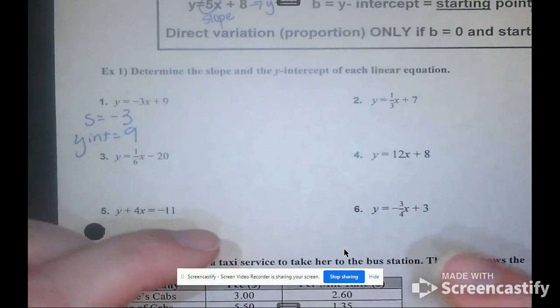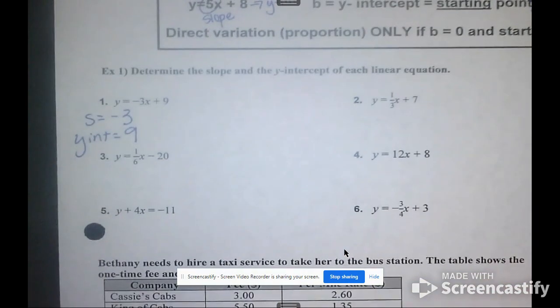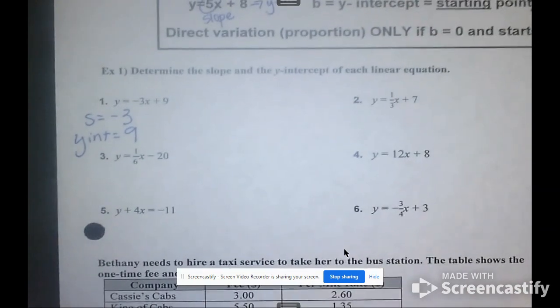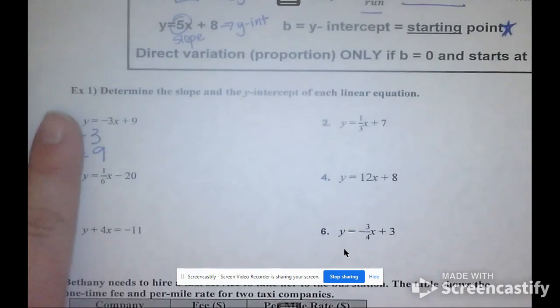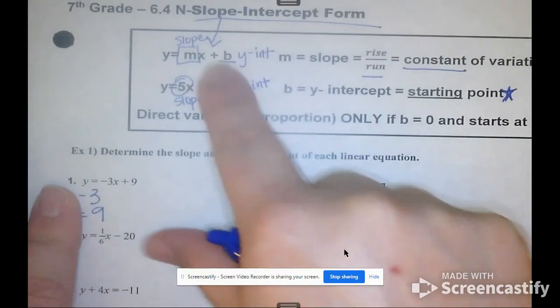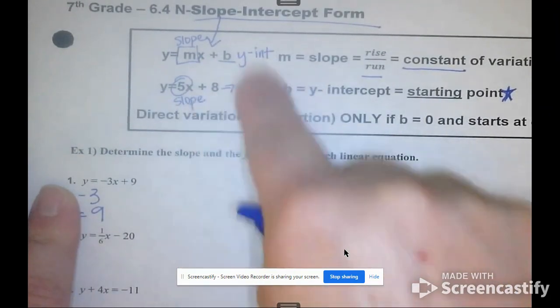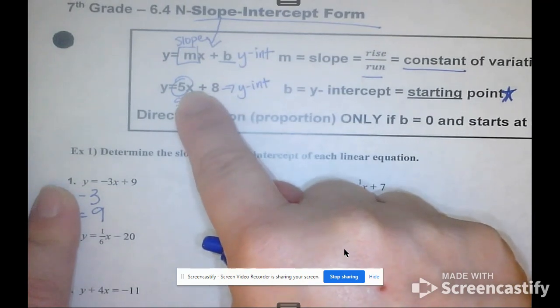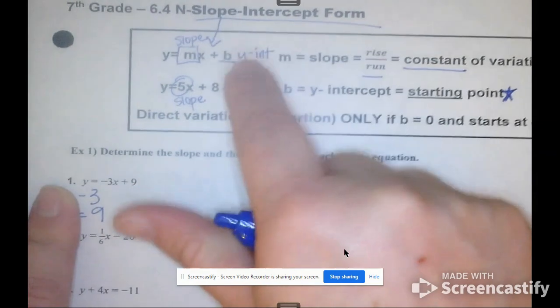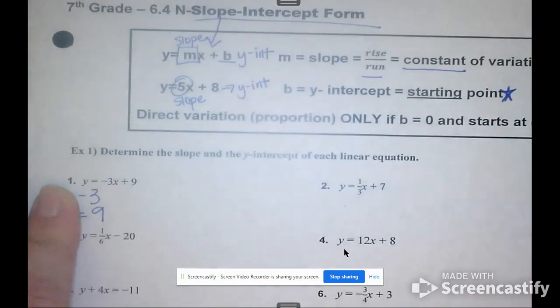Remember it was those tables and it had scenarios and it was like, okay, he charged $30 per hour and a $50 service fee. Y'all remember? And if it had that one-time fee, it was never proportional, right? Okay, so this goes with that same saying. My y-intercept is always my one-time fee. So if it ever asked if it was proportional, if I have a y-intercept, it's not proportional because I have a starting fee. I have a starting point.